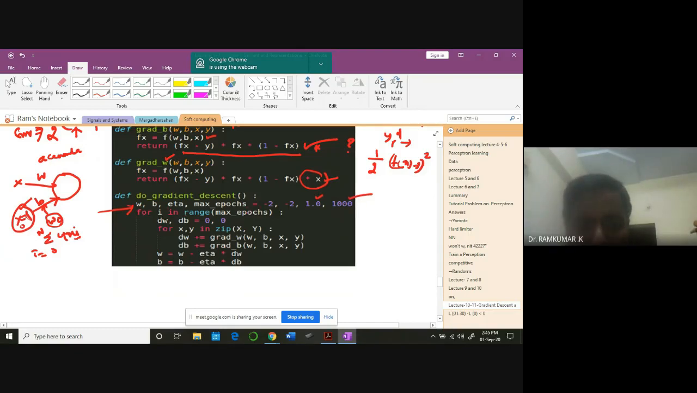So for i in the range of maximum epochs, 1000 times I'm going to run this iteration. Range normally talks about the iterable; it's more like a counter. So you're going to run this code so many times. How many times? 1000 times. Initially dw and db, the change in weight and change in b, you keep at 0 and then run this code. See it, the new updated weight is going to be the old weight minus eta times this gradient.